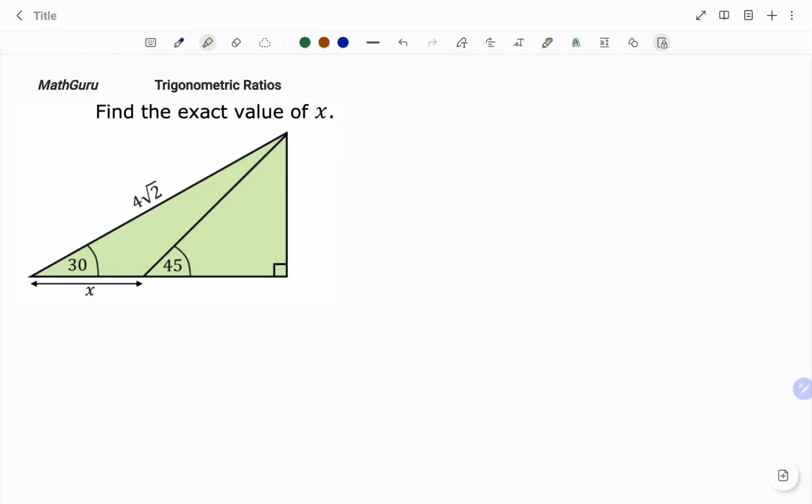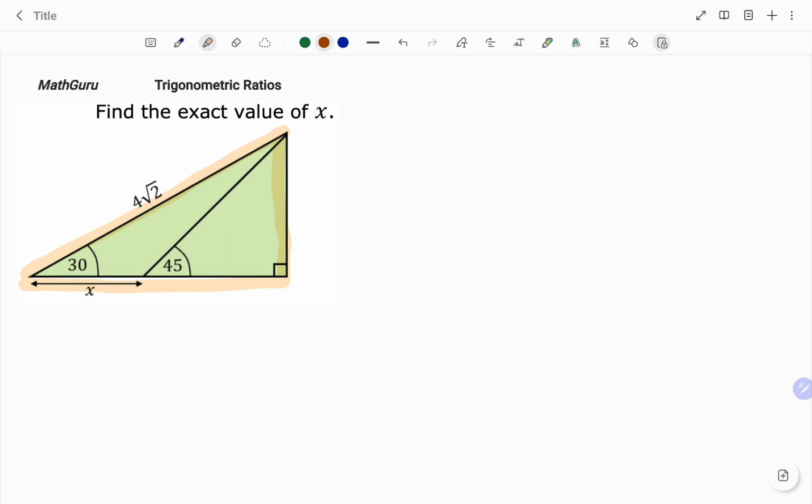In this video, I'm going to show you how to find the exact value of x using our trigonometric ratios. If you look at the triangle given, that's a right angle triangle with sides 4√2, which is the hypotenuse, and angles 30 degrees and 45 degrees. To find x, I'm going to start with the big right angle triangle as shown.